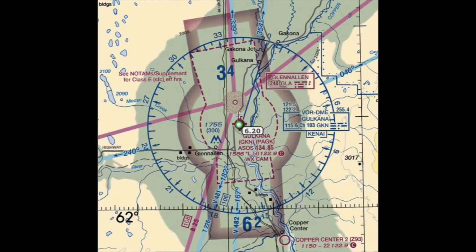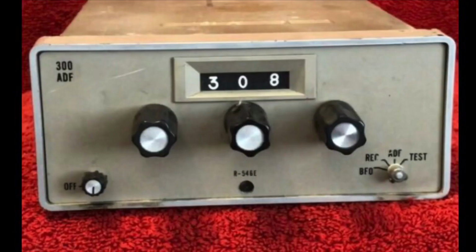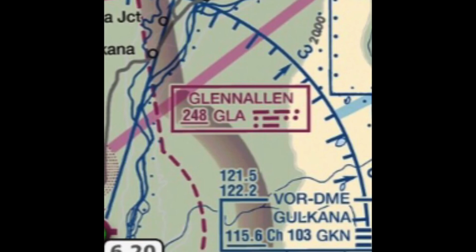So let's say we are flying in the area of Gulkana, and we want to use the Glen Allen NDB to navigate by. First thing we will do is we will tune the frequency of 248 into our ADF and identify it just like we would a VOR. We'll turn the volume up, we'll put it into our over the speaker or into our headphones, and we will listen for the Morse code identifier.